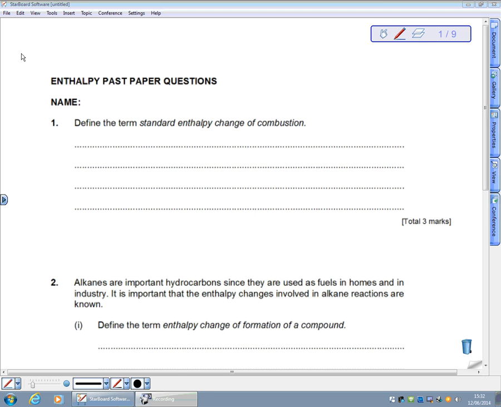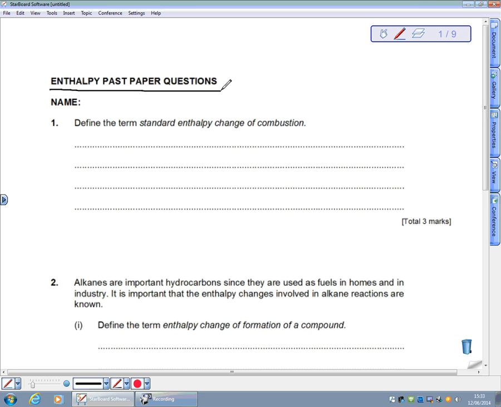Today we're going to look at enthalpy past paper questions. Please make sure that you have a copy of them available and that you have any flashcards you've made during this topic available as well. Some of you may wish to skip through the video to find the question that you found difficult to answer. Others may want to go through this to find out where the marks have been awarded.